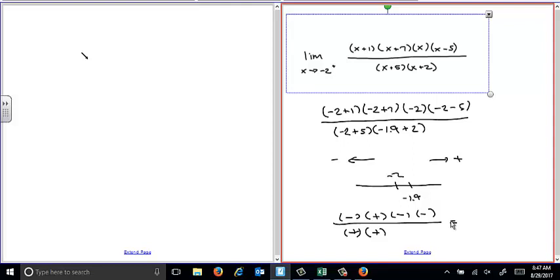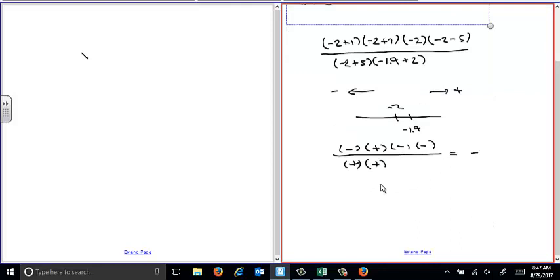Negative because? There's an odd number of negatives. Right. And it doesn't matter whether the negatives are on the top or the bottom, you just count them wherever they are. That's because anytime you multiply a negative times a negative, you get positive. So with an odd number of negatives, there's always a leftover negative, which makes the whole thing negative. So from that, you can say the limit of f of x as x approaches negative 2 from the positive side is equal to negative infinity.